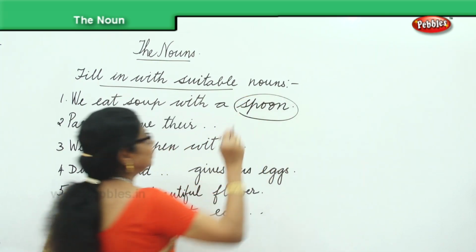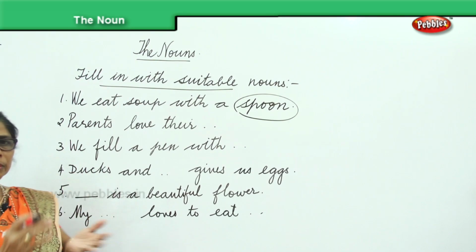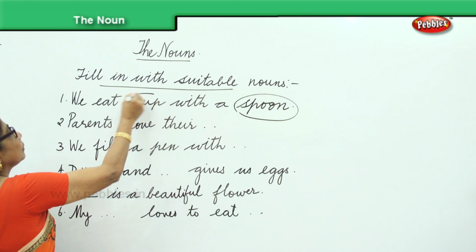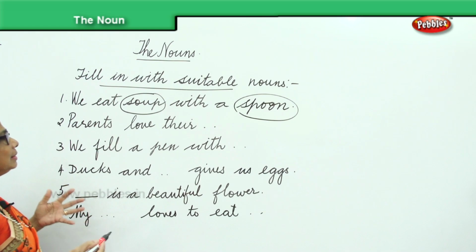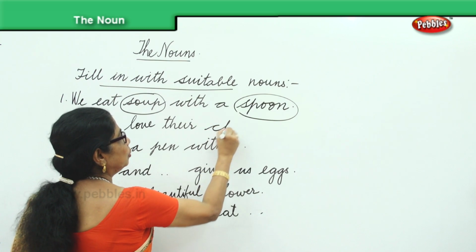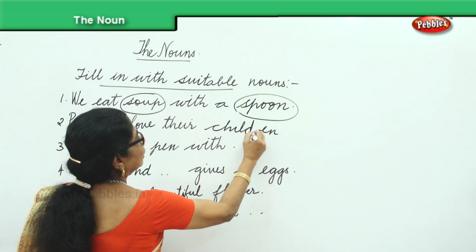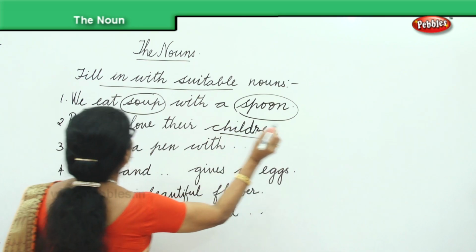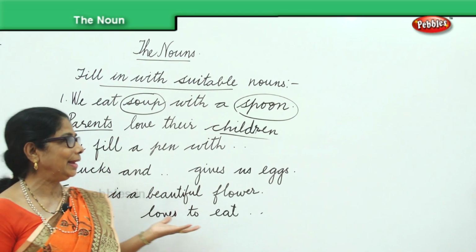So, that's a noun. Spoon. Now, soup. That's also a noun. Now, we can drink the soup or eat whatever. Parents love their children. Very good. Now, children, parents love their children. That is a noun. Parents also noun. So, we have two nouns there again.